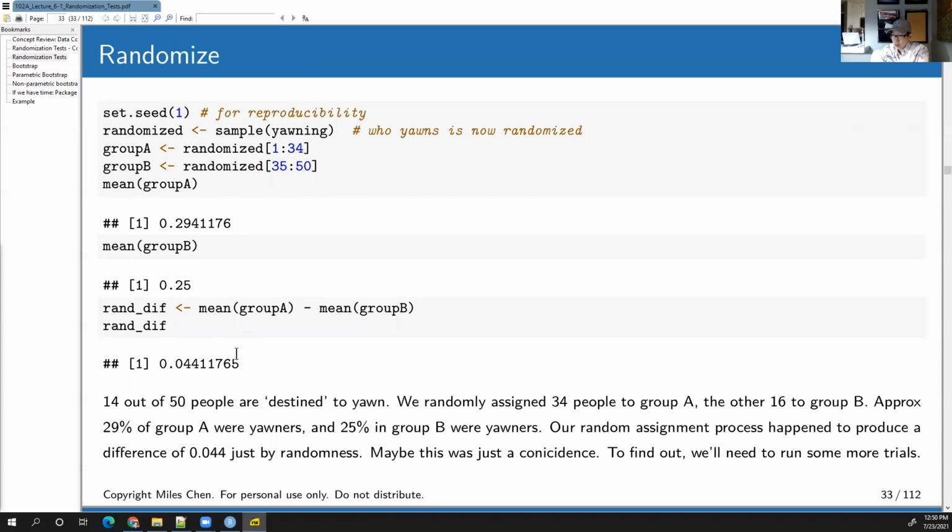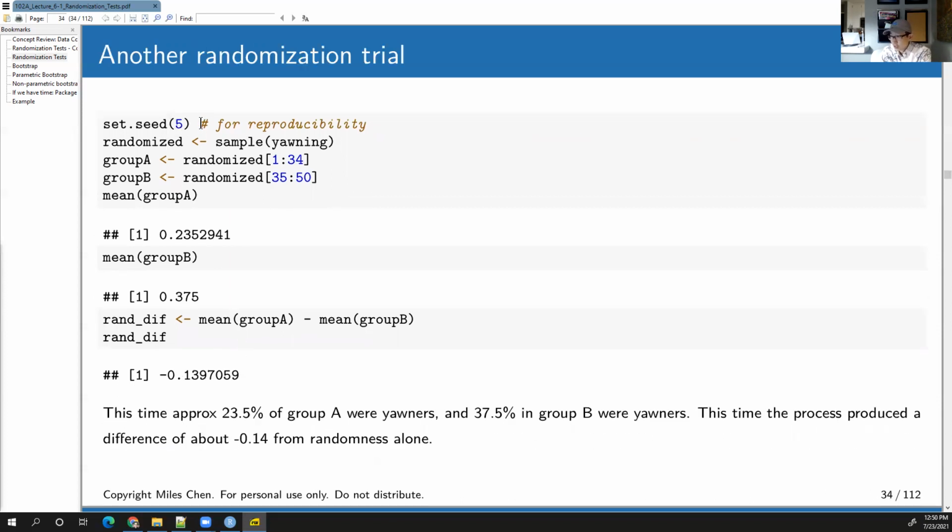All right, so maybe we'll try this again. Here I do set seed 5. Again, I shuffle up that vector of 50 values, and I'm going to assign the first 34 to group A. The remaining 16 go to group B. In group A, the proportion is 23.5%, 0.235. And in group B, the proportion is 0.375.